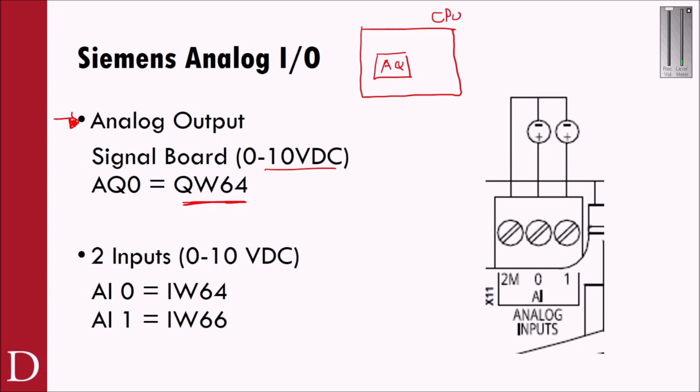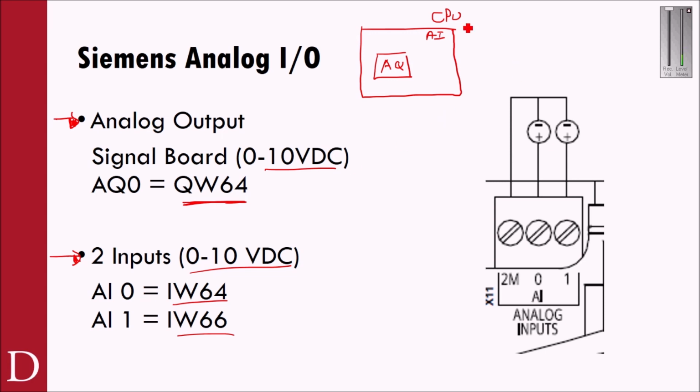On the input side, we have two analog inputs, up in this area of the CPU module itself. They are 0 to 10 volt DC inputs, and you'll notice that they are referenced as IW64 and IW66. Part of the reason why we start out at the 64 word address is that the first 8 or so expansion modules' input and output addresses are reserved for expansion modules.